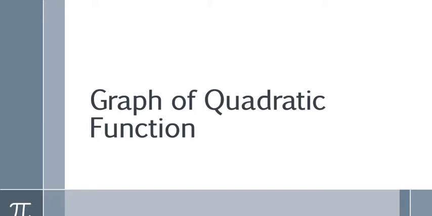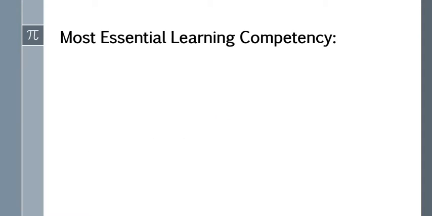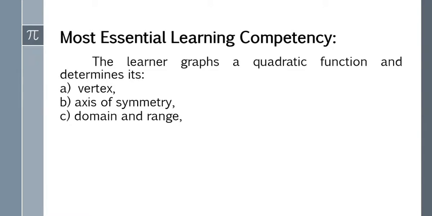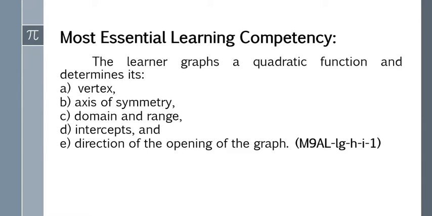Good day to everyone. For today's topic, it's all about the graph of a quadratic function. First, identify the most essential learning competency. The learner graphs a quadratic function and determines its vertex, axis of symmetry, domain and range, intercept, and the direction of the opening of the graph.